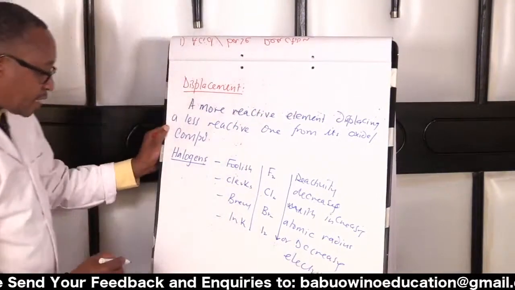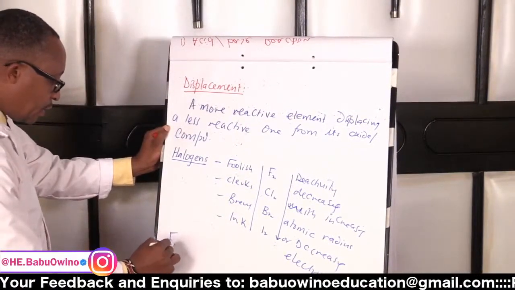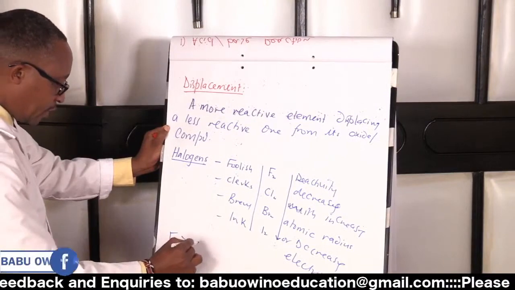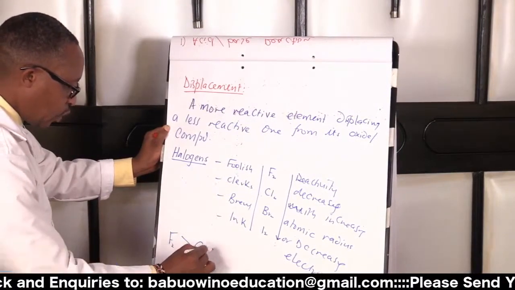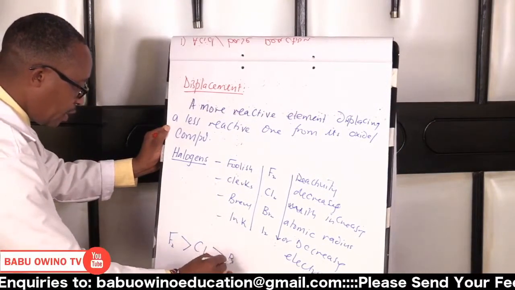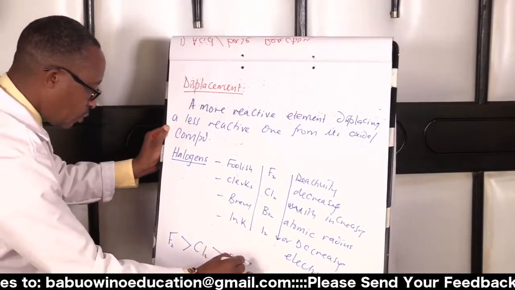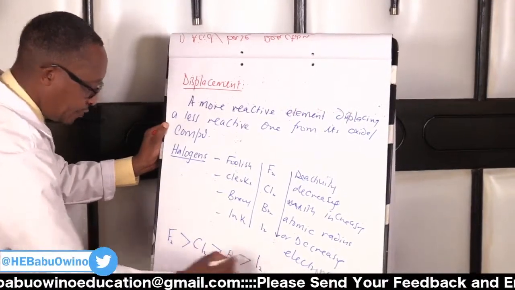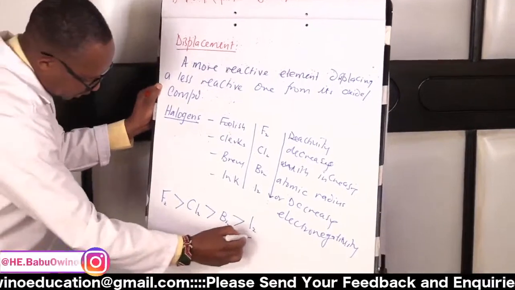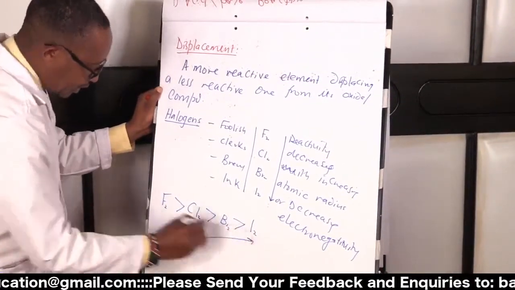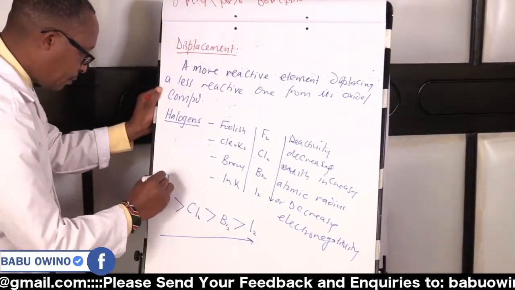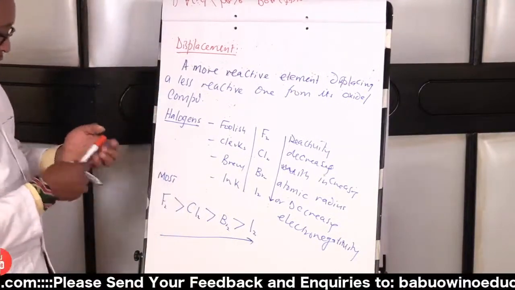So in that case, that means fluorine is more reactive than chlorine, which is more reactive than bromine, which is more reactive than iodine. So reactivity decreases like that. This is most, and this is least.